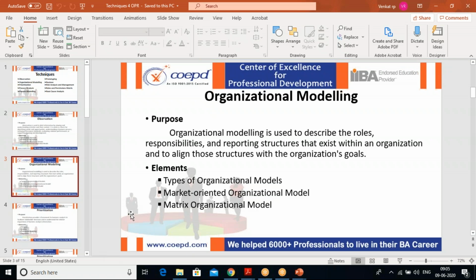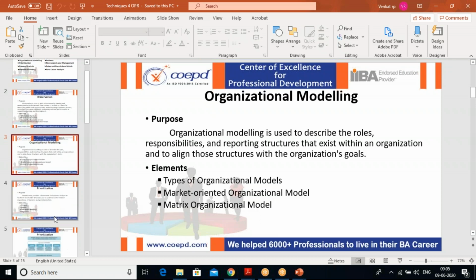So we need to understand what types of organization models there are in the market, what we are using here, and what the changes are from the standard model. Here we are going to understand it.